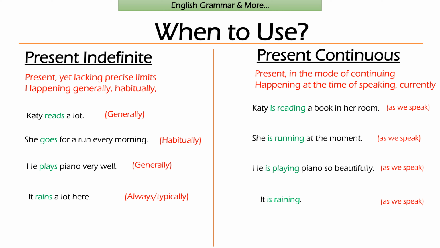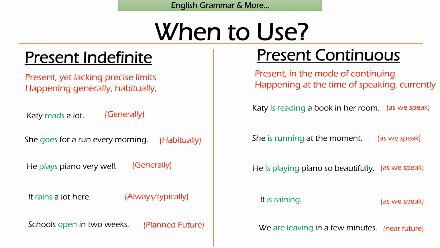Last but not least, in the videos about the present indefinite and present continuous tense forms, I mentioned that sometimes for planned future events, you can use both present indefinite and present continuous tense forms. Now, if an action or event is planned for the future, you can say it in the present indefinite tense form. For example, schools open in 2 weeks. However, if an action is going to take place in a very near future, then it's better that you use it in a present continuous tense form. For example, we are leaving in a few minutes.